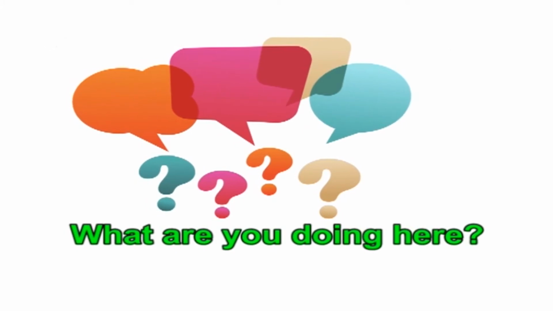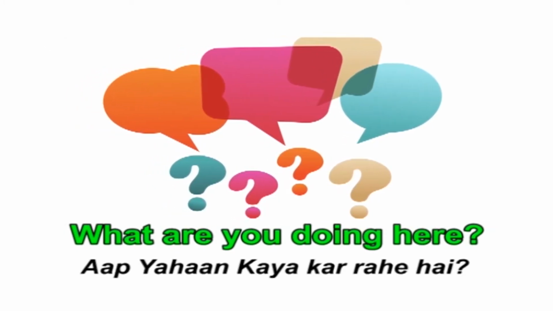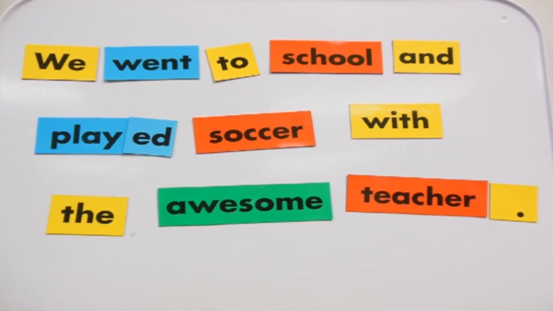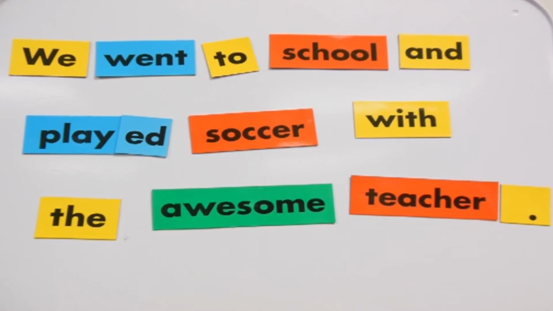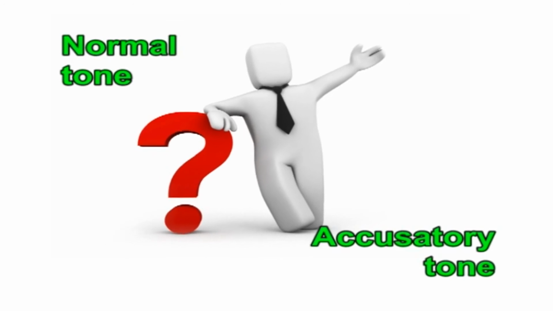To help pronounce words correctly and in the right time, compare sentences in English to the native language. For example, consider the simple question: What are you doing here? And its Hindi equivalent: आप यहाँ क्या कर रहे हो? The students can be taught the importance of intonation using the sentences. Ask the students to pronounce the question in Hindi in a normal tone and in an accusatory tone.